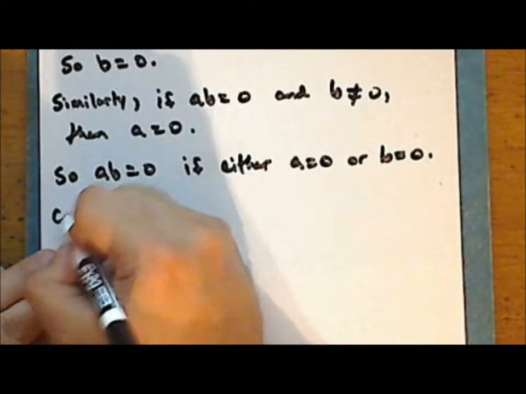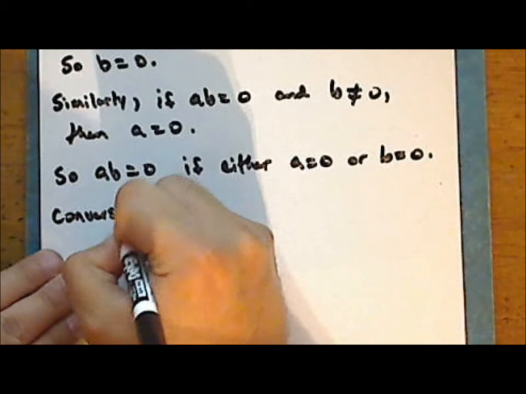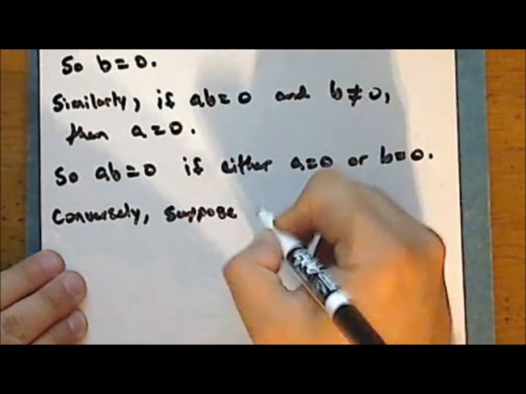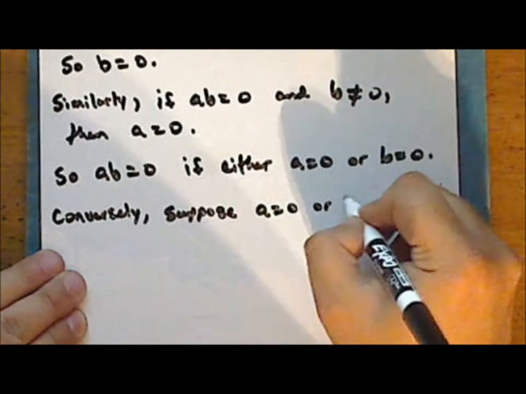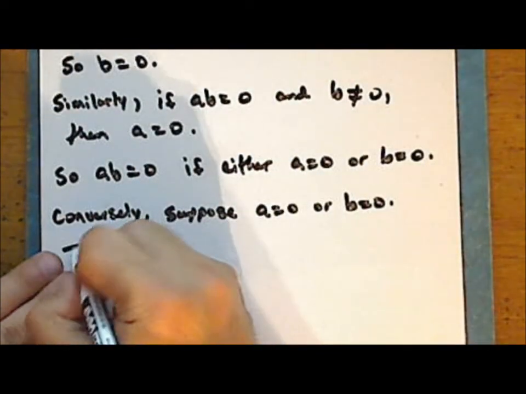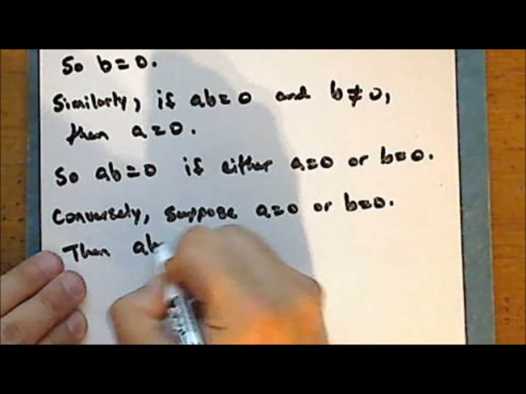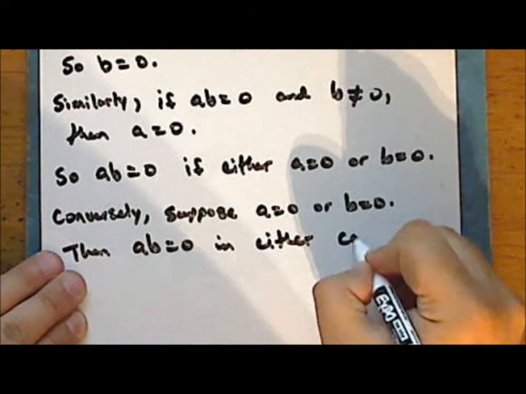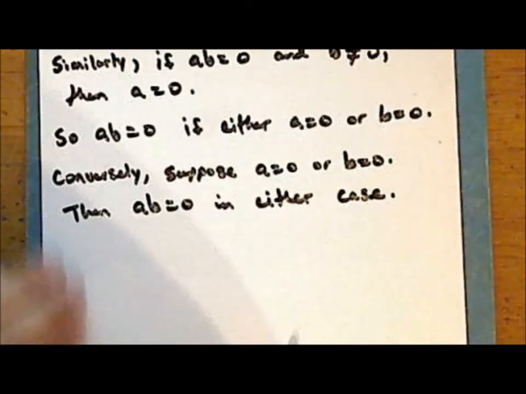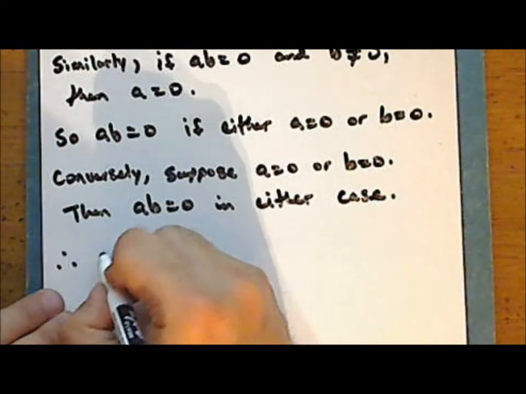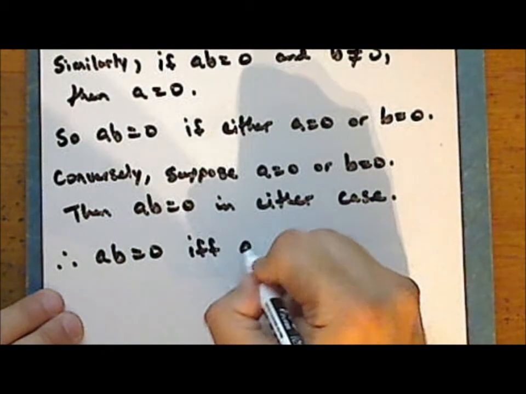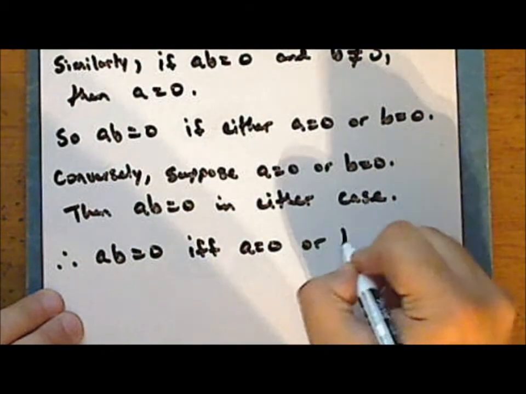So conversely, suppose that a equals 0 or b equals 0, then the product of a and b is 0 in either case. And so now we can state that the product of a and b is 0 if and only if either a is 0 or b is 0.